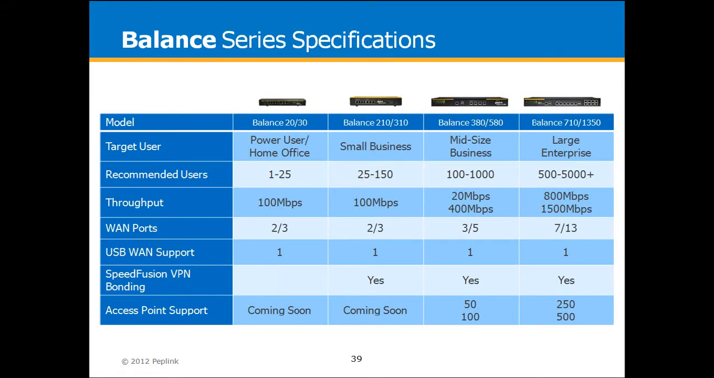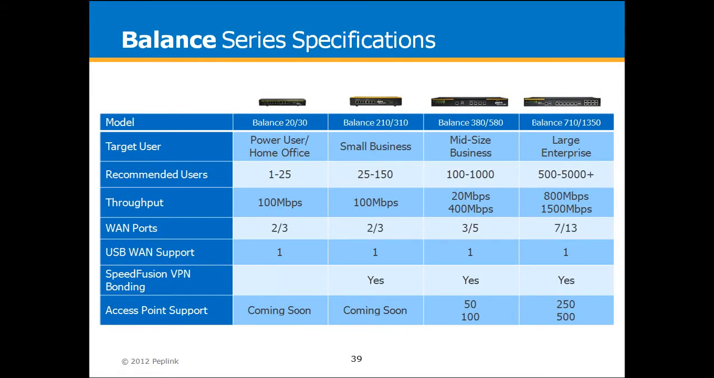Getting into our enterprise models, we have our 380 and 580 for more mid-sized businesses. Can handle many, many more users. So this is actually a 1U size device, right out of the box. Throughput rating, the 380 will handle 200 megs, and the 580 will handle 400 megs. 380 having 3 WAN ports, and the 580 having 5. These are the models that begin the WLAN controller support as well.